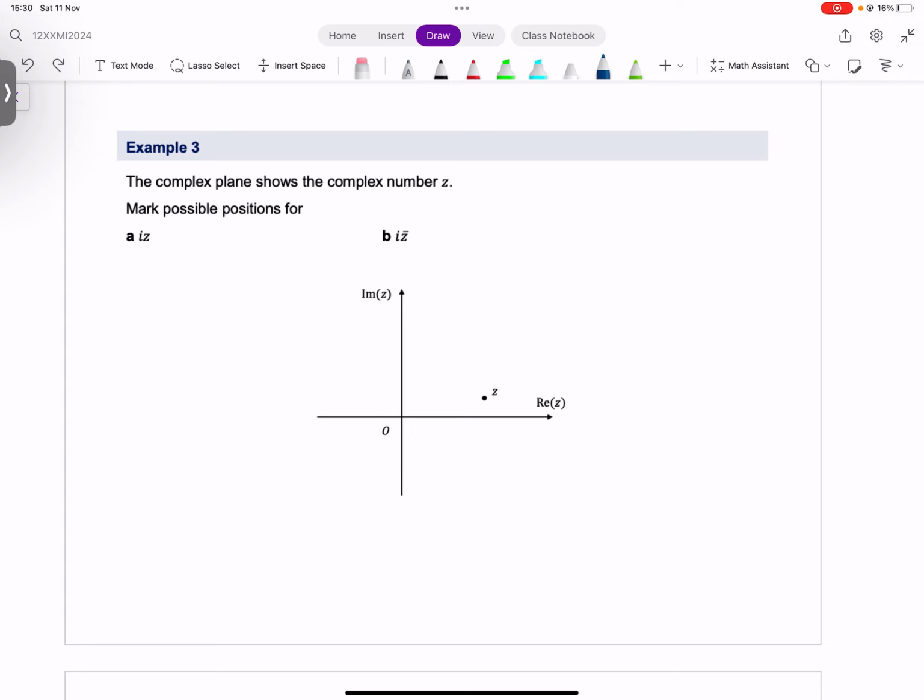The complex plane shows the complex number z. Mark possible positions for iz, part A, and B is iz bar. So iz is going to be that complex number rotated by 90 degrees. So up there. Now iz bar is just iz reflected upon the x-axis, so that's iz bar there.